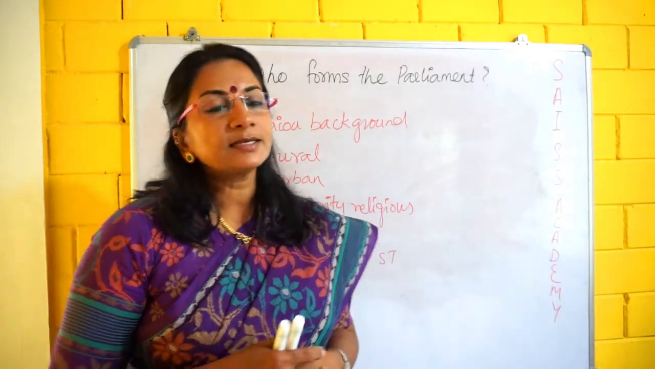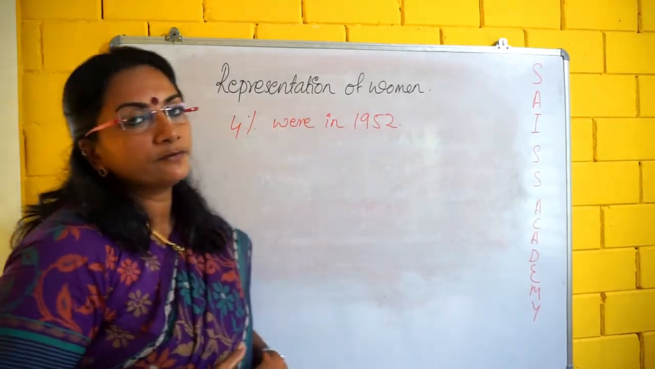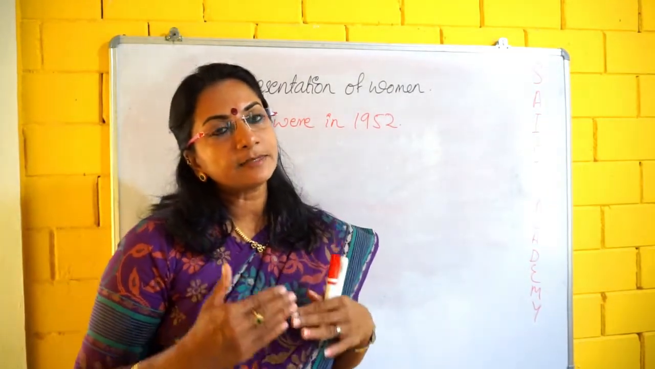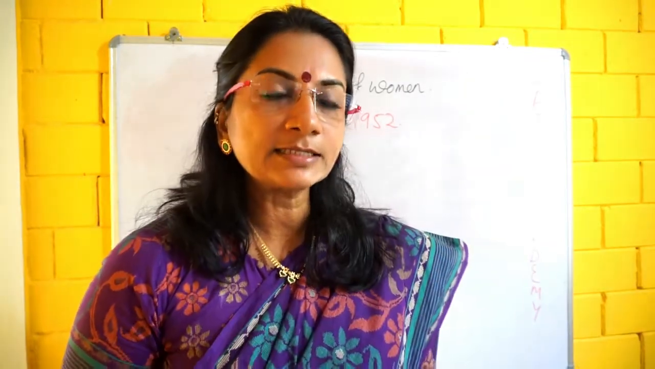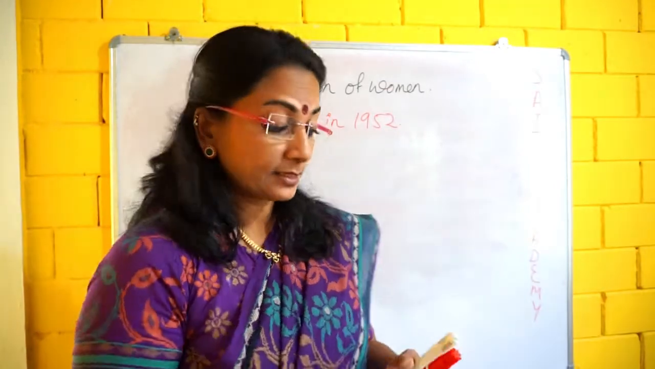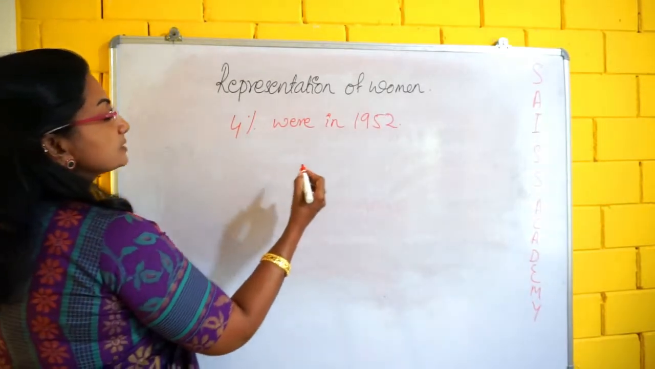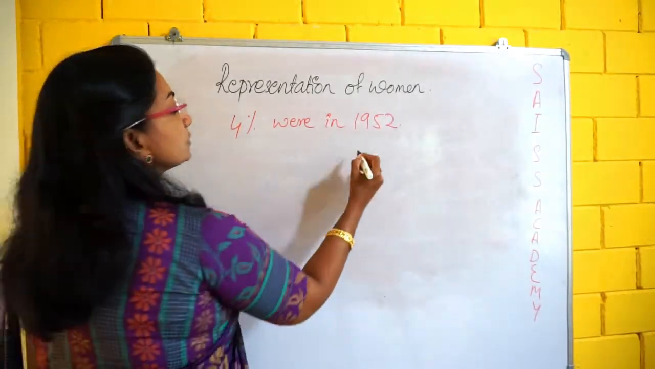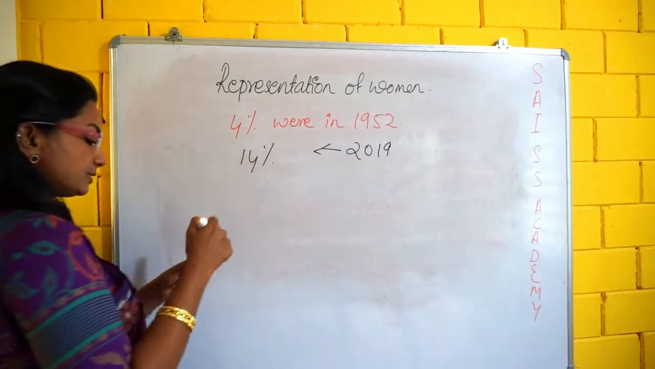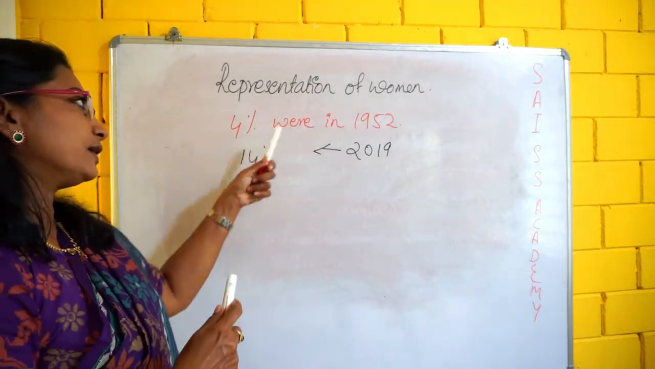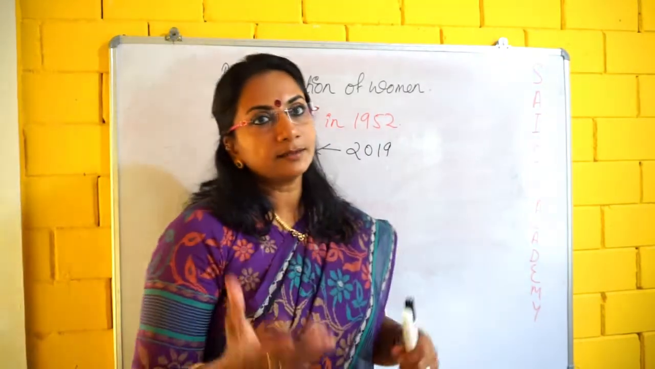Okay, children? Next we have to discuss the representation of women. In 1952, the representation of women in the Lok Sabha was only 4%, and that has increased. Now it is 14%, as in the last general election. When was the last general election? Yes, it was in 2019. This increased to 14%. That means there was a 10% increase compared to the representation of women in 1952. Got it? That is another interesting thing.